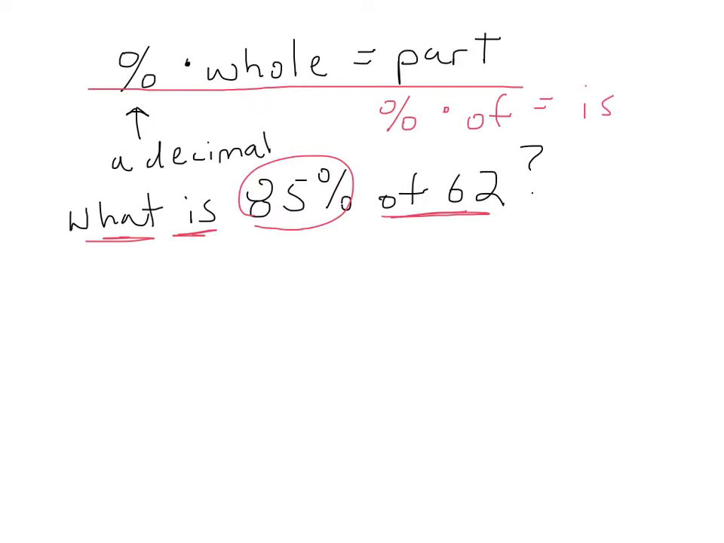Percent. So I have 85% and I need to write it as a decimal. So 0.85 times the whole, so of 62, so times 62, is equal to my part. I'm going to use the variable n. So when I multiply 0.85 with 62, I get 52.7 is equal to n. So 85% of 62 is 52.7.